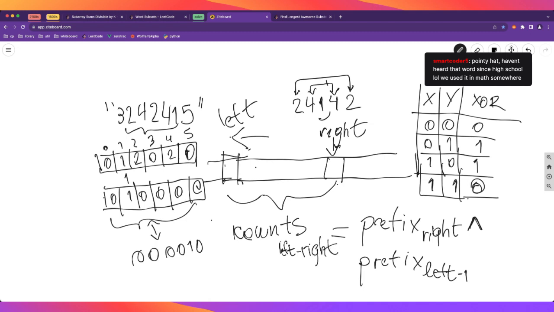Pointy hat, haven't heard that word since high school. Yeah, caret it's called. I don't know.